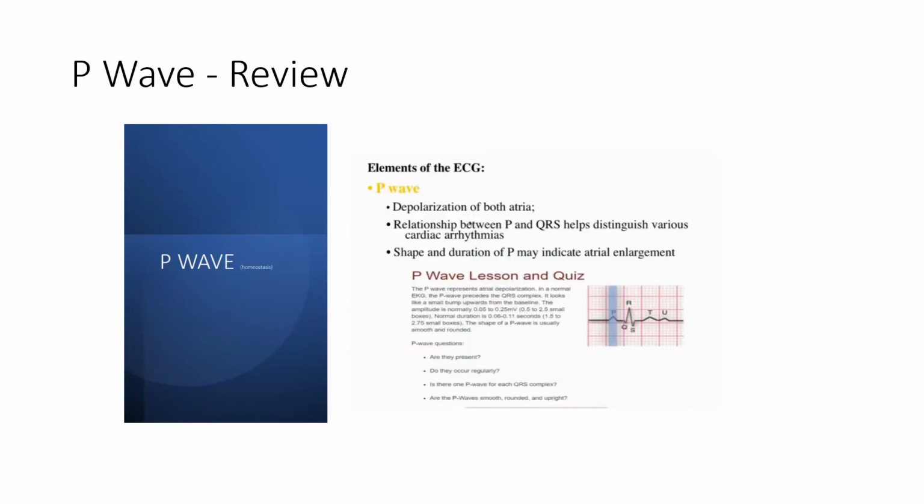So in review, your P wave is the depolarization of both atria. The relationship between the P and the QRS helps us to distinguish various cardiac arrhythmias. So our arrhythmias generating out of the atrium will be your atrial flutter, your atrial fibrillation, and your heart blocks.